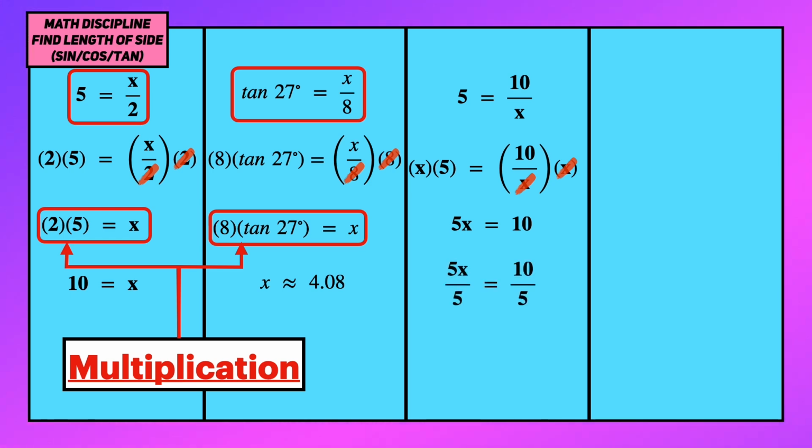This causes the 5's on the left hand side to cancel out. So now we have x is equal to 10 divided by 5. We simplify this equation and get x equals 2. Now let's backtrack and compare the beginning of this problem to the end of this problem.